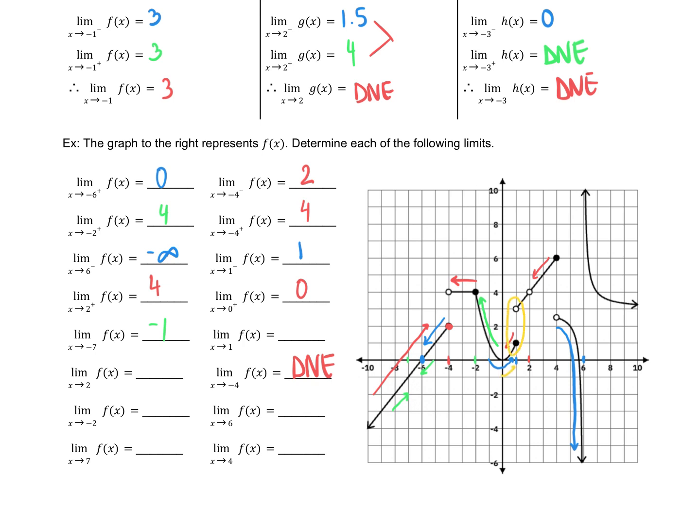So from the left I'd be approaching 1, but from the right I'd be approaching 3. So that does not exist. As x approaches 2, well, for 2, yes, we have a hole, but from the right side we approach 4, and from the left side we approach 4. So that works. We already established the limit as x approaches -4 does not exist because of that jump. The limit as x approaches -2. Well, for -2, right here, from the left side we approach 4, and from the right side we approach 4.